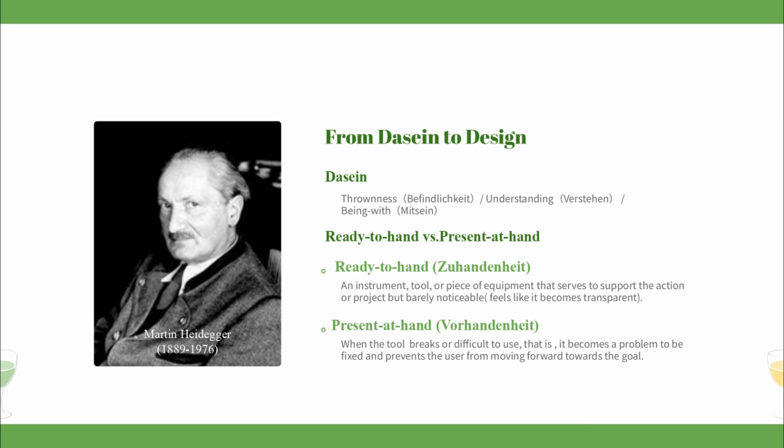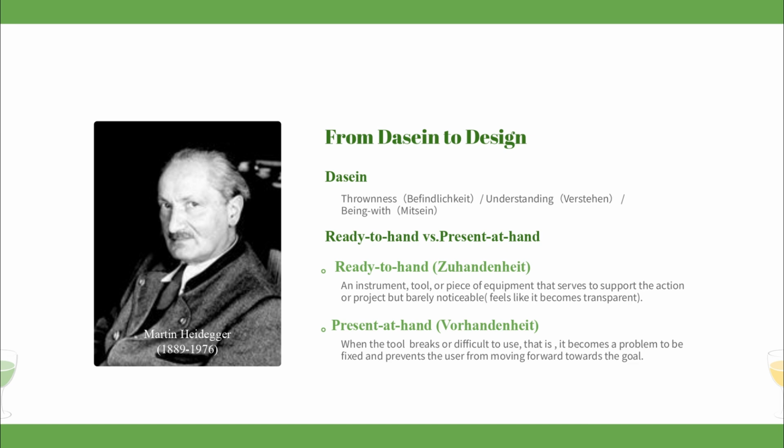This is Befindlichkeit, which can be understood as thrownness in English. Verstehen means that they always find themselves in a world that they are constantly trying to interpret, and it can be understood as understanding. The last one, Mitsein. It means being with. That is, humans are always influenced by their encounters with others.